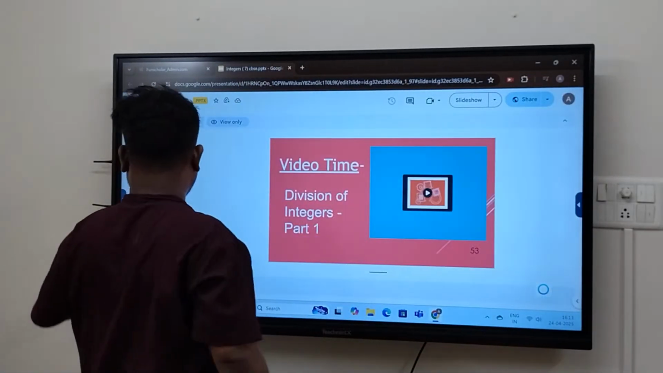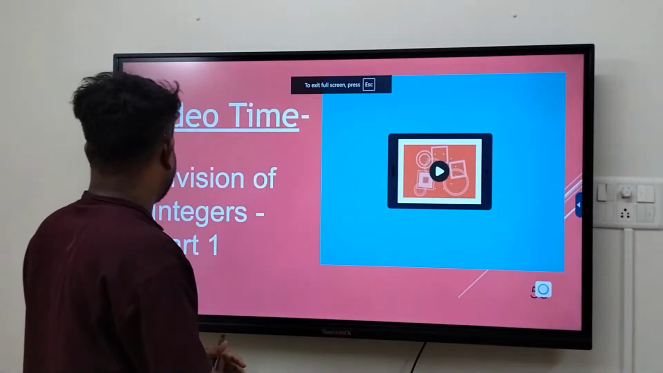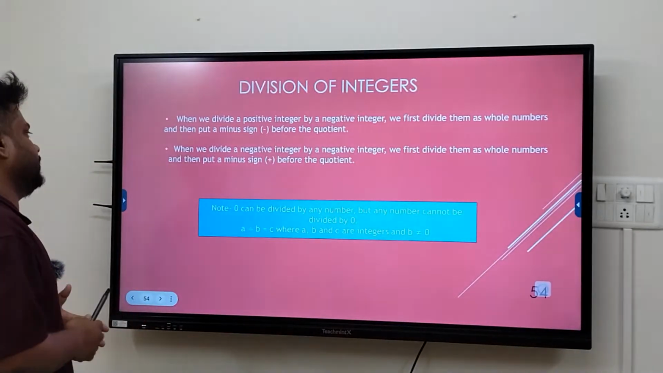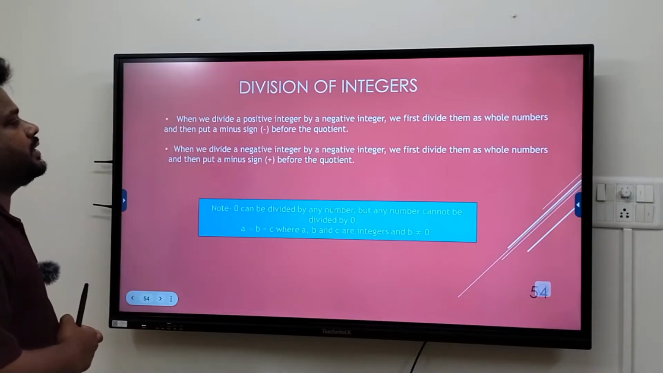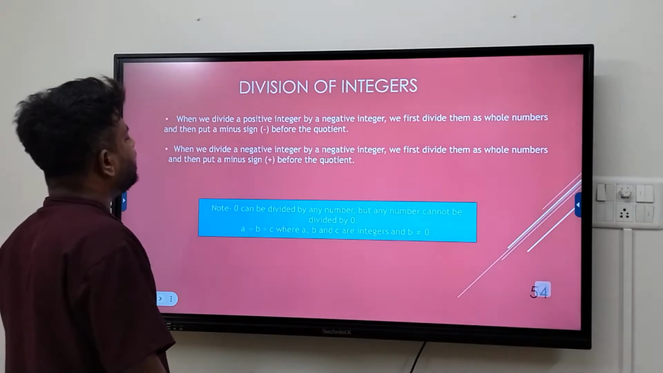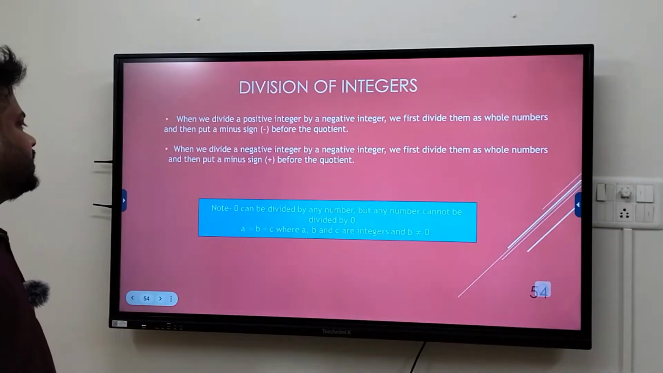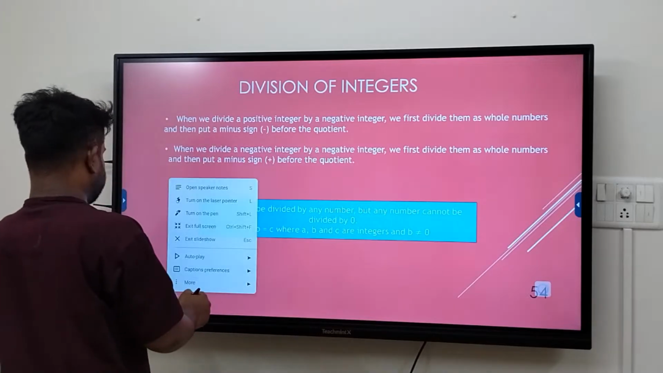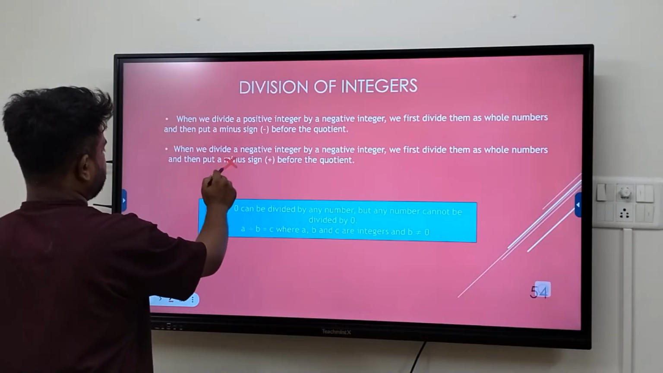Okay, so the video is over. Now we are going to discuss division of integers. When we divide a positive integer by a negative integer, we first divide them as whole numbers, then put a minus sign before the quotient. When we divide a negative integer by a negative integer, we first divide them as whole numbers and then put a plus sign before the quotient. This will be plus. Okay, this will be a plus sign.